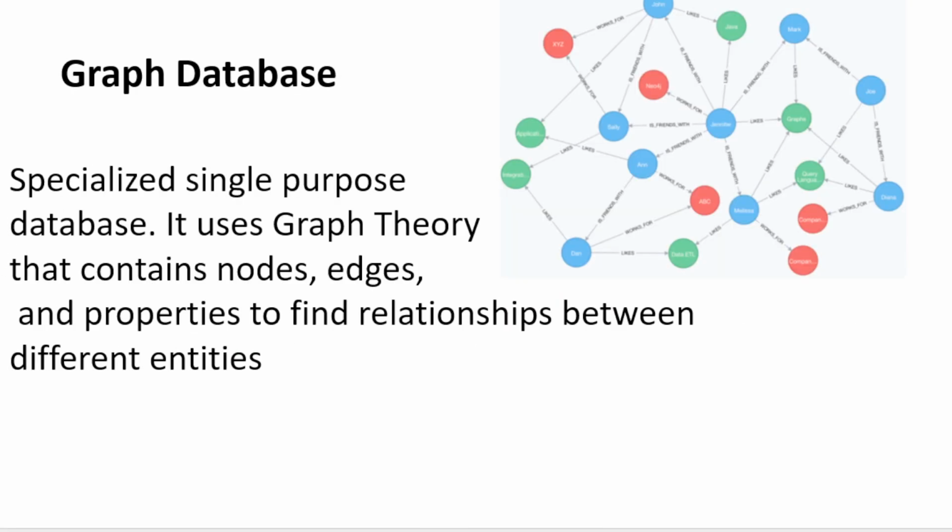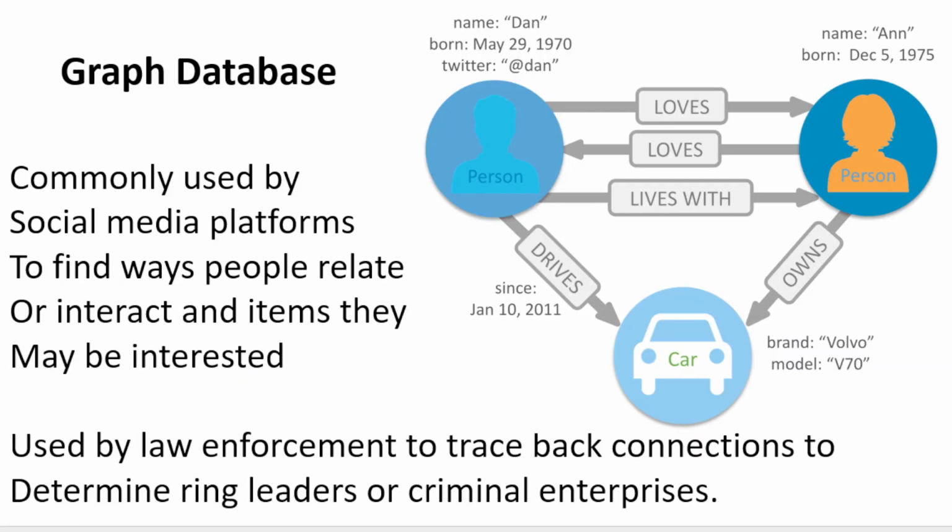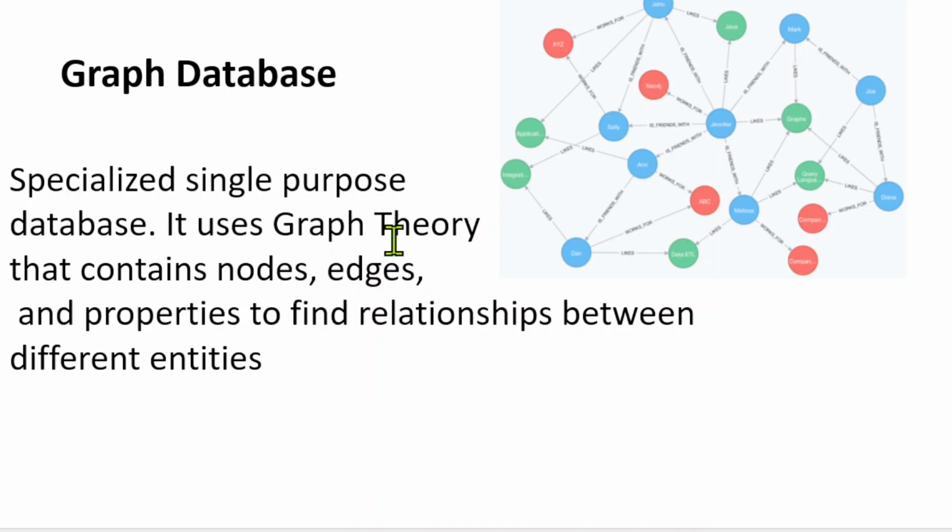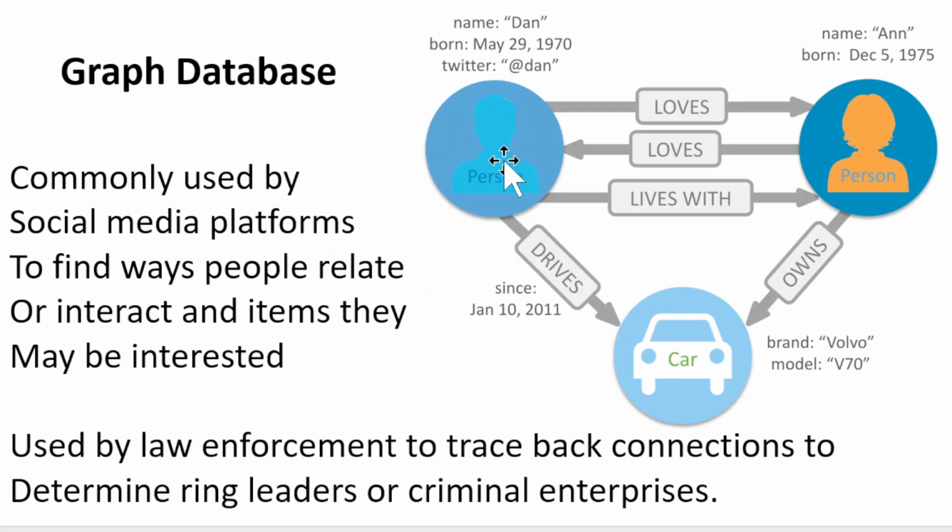Okay, so we have a graph database. That's next. This is a very special purpose database based on graph theory that contains nodes, edges, and properties to find relationships between different entities. Now, the most common place you're going to learn about this is in social media. So we have nodes, edges, and properties. These are the nodes. This is their properties, and this is their edges.